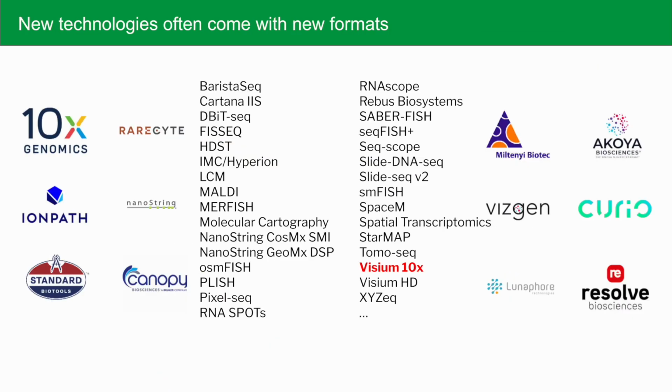And the example that I just illustrated is for Visium 10x data. But right now, there are dozens of different available methods from various spatial omics companies. And what we see is that very often, each company comes with its own format, making it very complex to operate on this heterogeneous set of datasets.